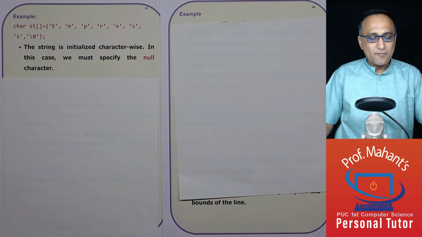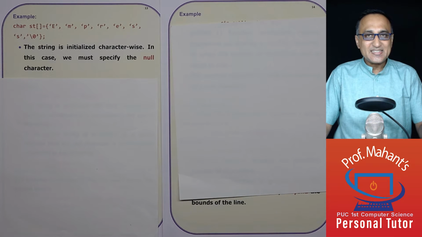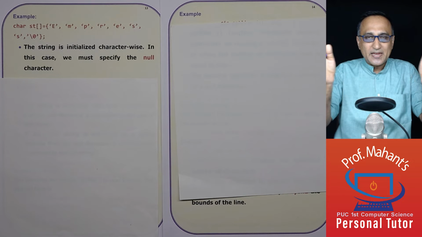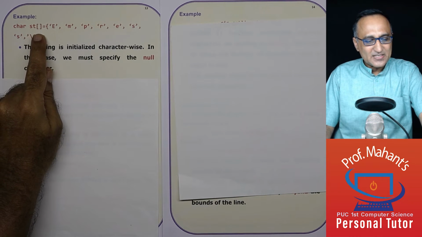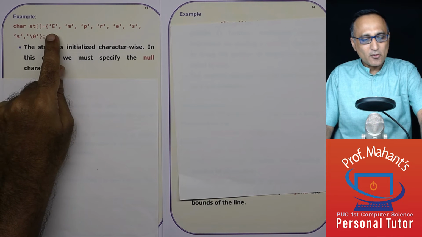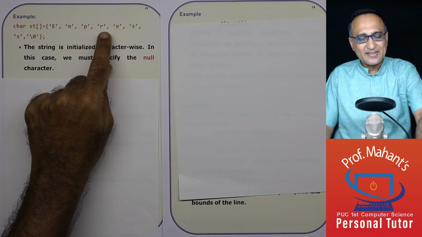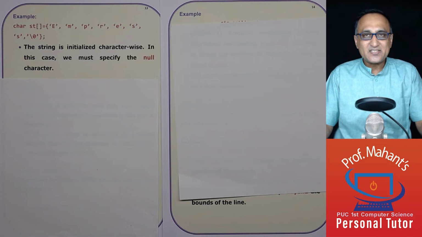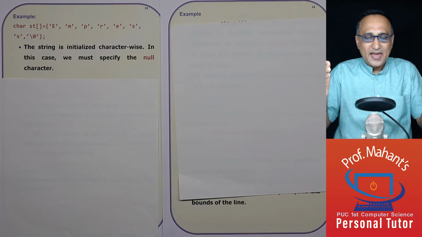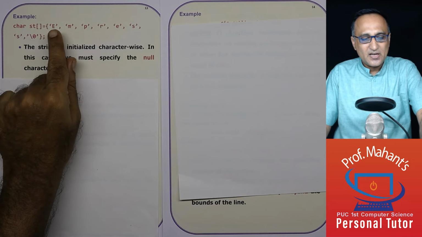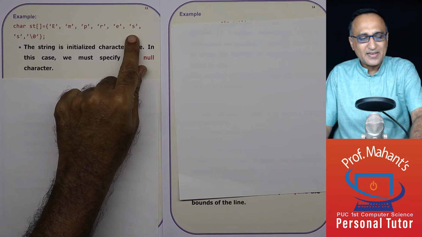Now suppose I want to initialize a string character by character. Generally, I have shown you that I can put it in double quotes. But suppose I say st is an array of characters, and I have not specified the size. I can also initialize it one character at a time, because a string is nothing but a collection of characters. Even the number 0 is a character, question mark is a character, hash is a character, everything is a character. So I'm initializing it character by character.